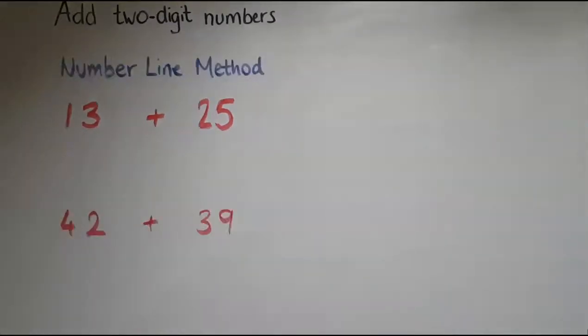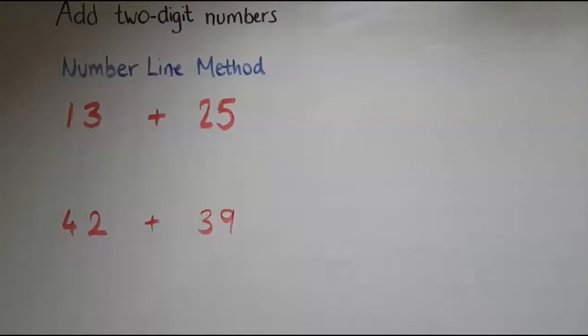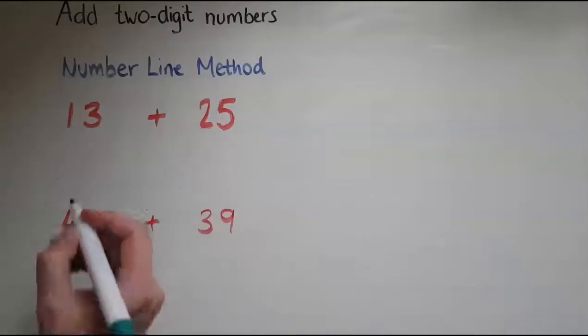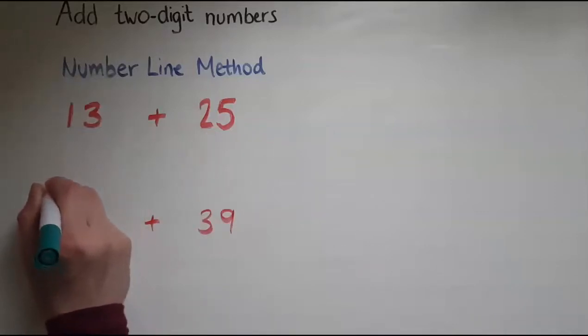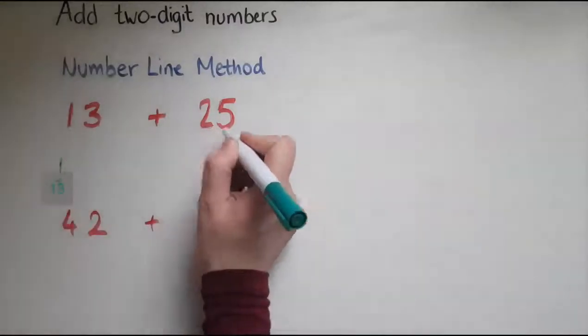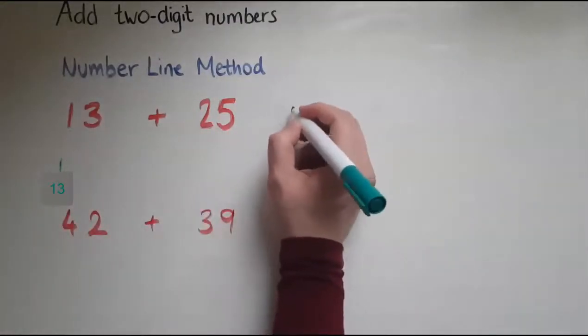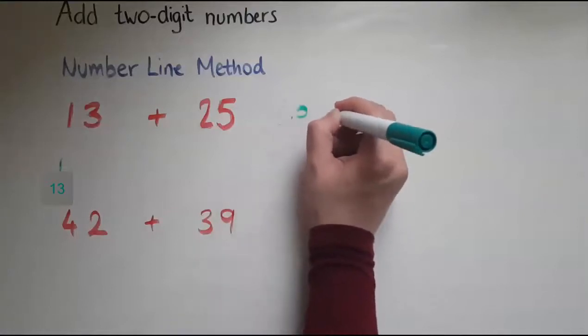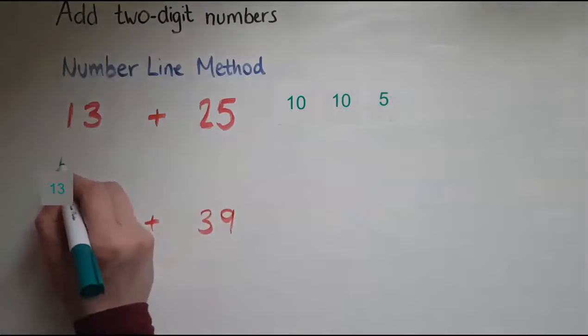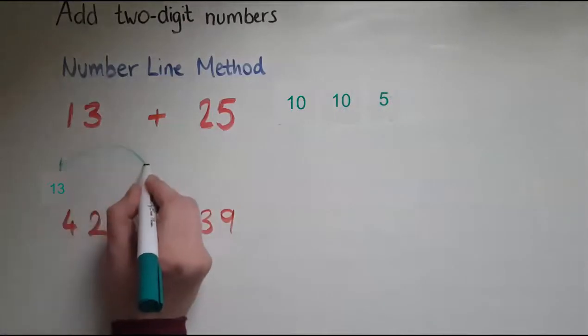In this video, we'll learn to add 2-digit numbers using the number line method. I've got 13 and 25. I'm going to add them together. So what I'm starting with is the number 13. What I will do, I'll break the 25 down in my head into 10 and 10 and 5.